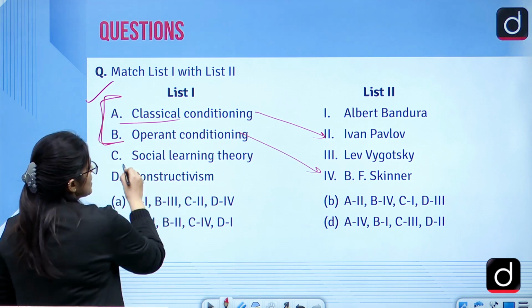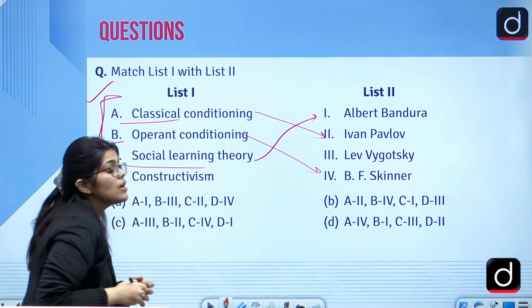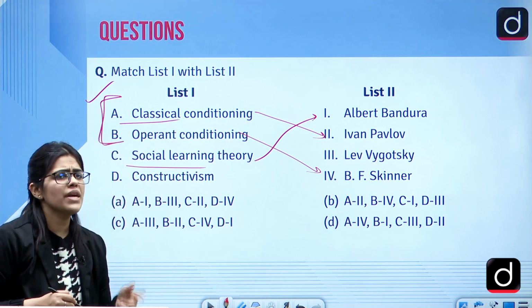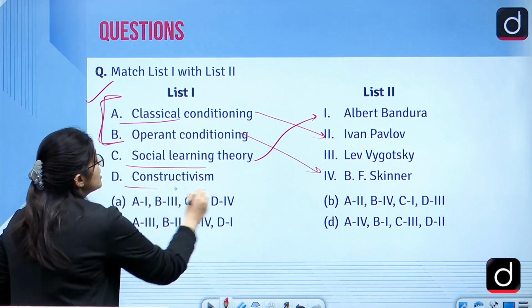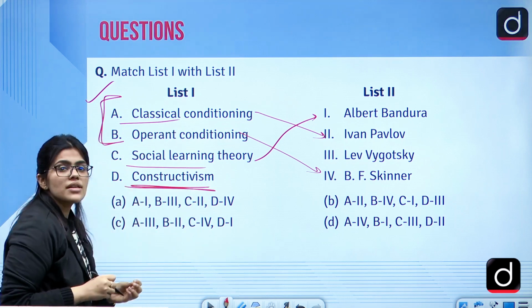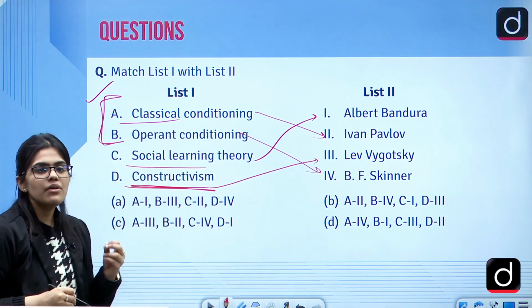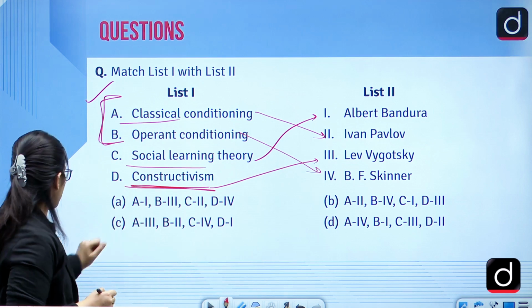Social learning theory is given by Albert Bandura. He is the father of social learning as well. This is also a PYQ 2021. Then we have constructivism. Lev Vygotsky is the person who talked about constructivism, right? So this was pertaining to this question.